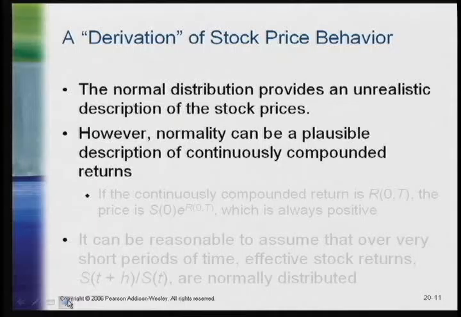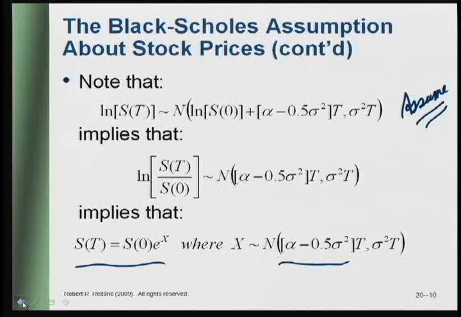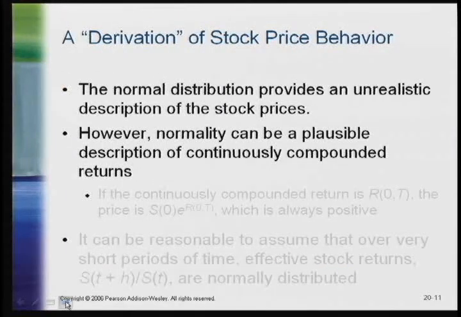Now, the normal distribution itself provides an unrealistic description of stock prices, but it is a plausible model of continuously compounded returns, and indeed that's what we've seen by doing that little bit of algebra here. We're not assuming that St is normal. That would be ridiculous, since the normal distribution allows negative values of S. We don't want that. But here we're assuming that the return from time 0 to time t, that's what x is, X is a random return from time 0 to time t, that random return is normally distributed. That would seem to be a sensible model.